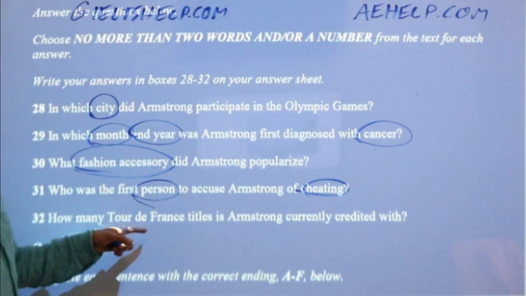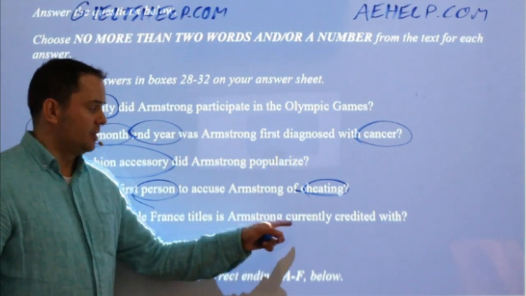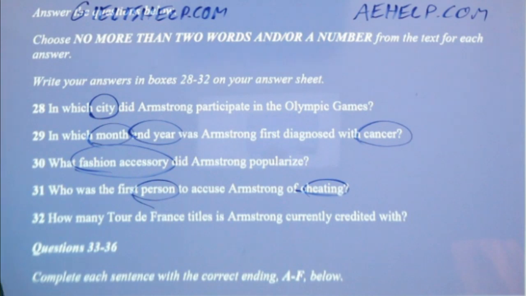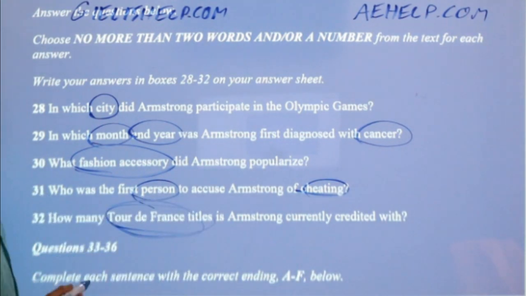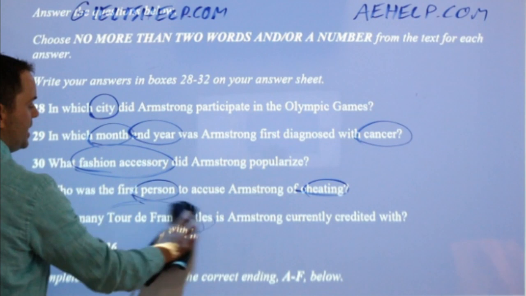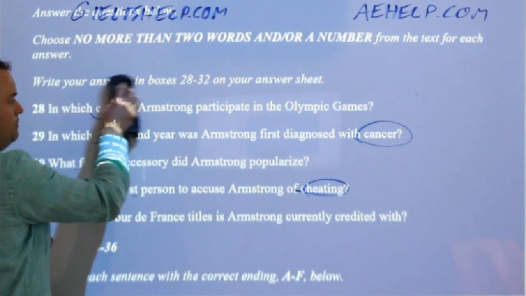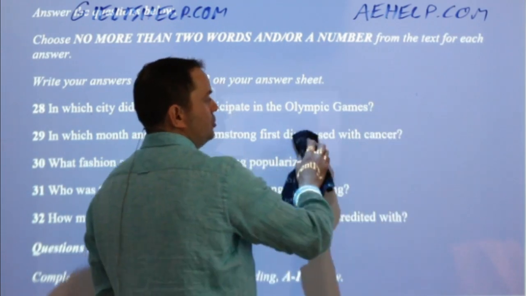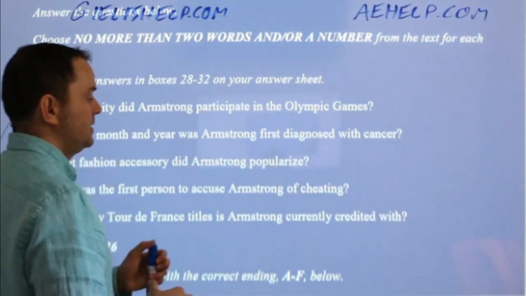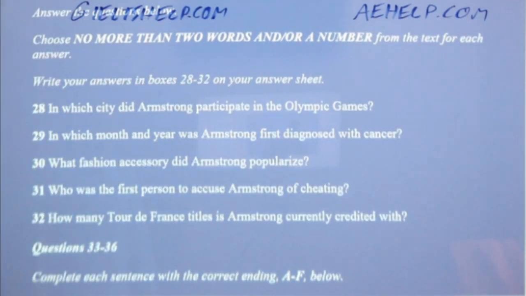How many Tour de France titles is Armstrong currently credited with? Tour de France titles or championships. That's the key. That's what I'm focusing on for those questions. Okay, so again, just a quick read. Don't start searching for these answers. That won't work. You'll waste way too much time reading the text 10 times or skim reading it 10 times.